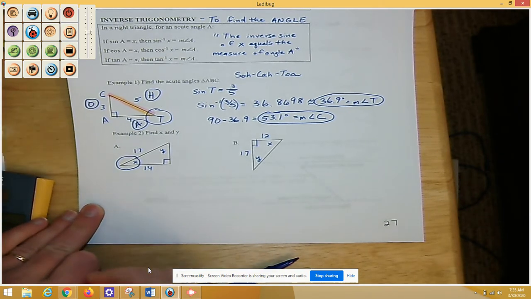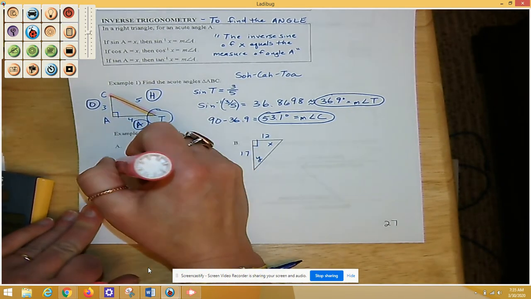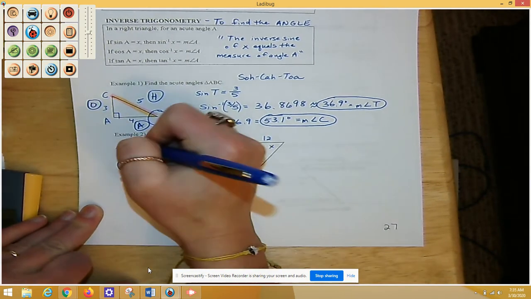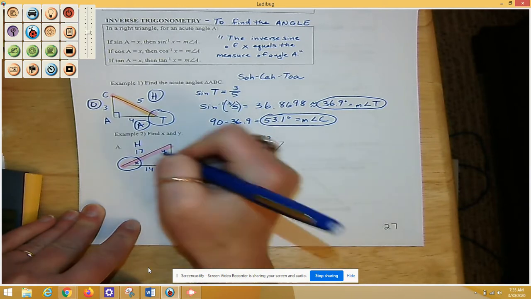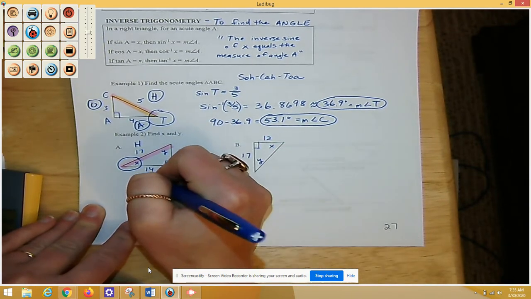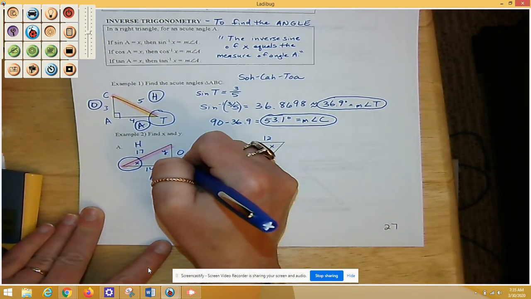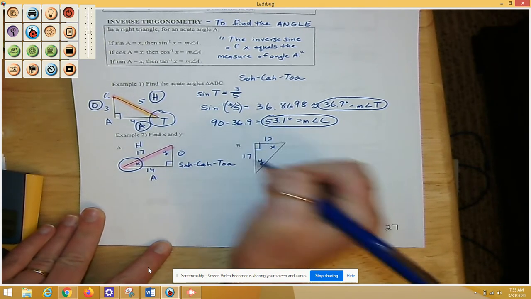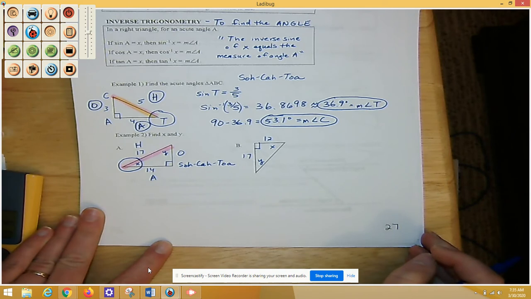I'm going to highlight my hypotenuse. So here's my hypotenuse for the 17. Opposite, I don't know, and adjacent, I do know. So if I would like, I can write out SOHCAHTOA. Okay, and then this is the part where you're taking your inventory.